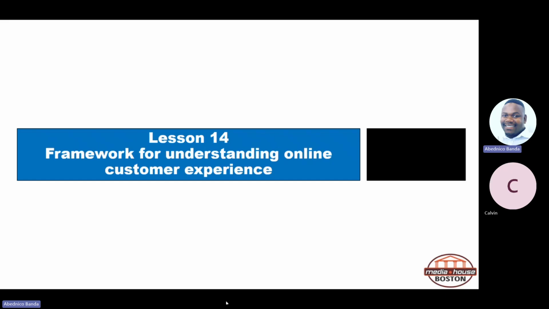And under the micro environment, there are sub-elements. We look at customers, we look at competitors, we look at intermediaries, we look at suppliers, we look at employees and so forth. So we have been looking at customers, and we are going to continue to look at customers in this lesson, which is lesson 14, and also in lesson 15 and 16. Then lesson 17, we should be looking at competitors.